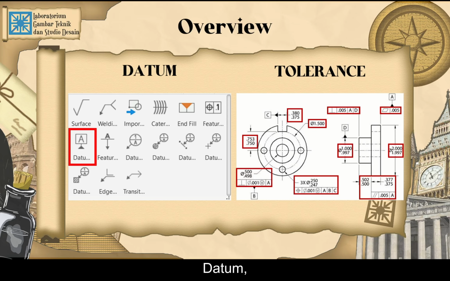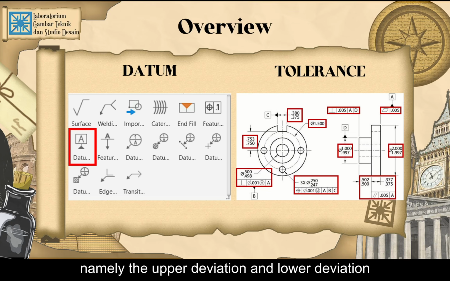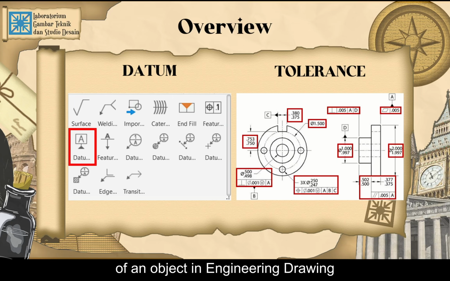Next is datum. Datum is a plane where the axis or point is referenced by tolerance and dimensions. The last is tolerance. Tolerance is a deviation in size from the basic size that is permitted or allowed, namely the upper deviations and lower deviations of an object in engineering drawing.